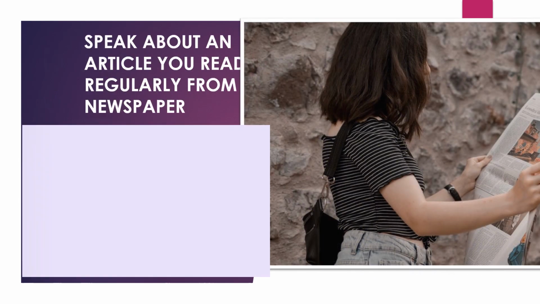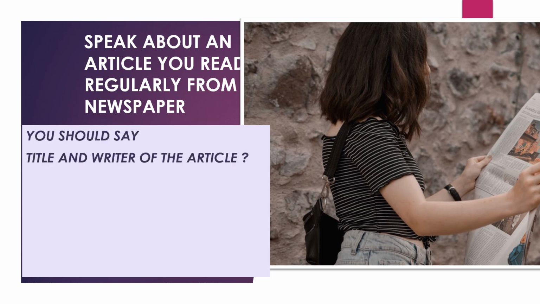The next cue card that I'm going to take is speak about an article you read regularly from a newspaper. So the word newspaper is being given. So you should not say about any magazine or any other article which you have read elsewhere. So the sub questions are title and writer of the article. So you will have to specify the title and writer of the article.